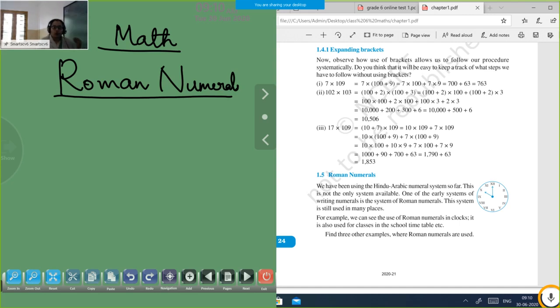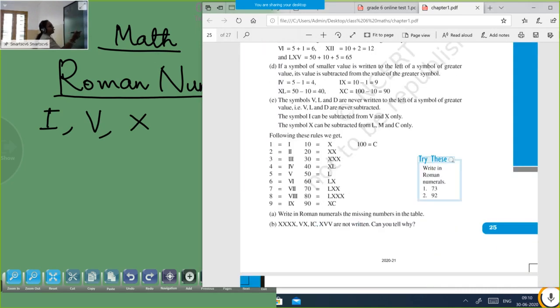In olden days, Roman people used some alphabet to represent numbers. At that time, the Hindu-Arabic numbers had not been invented. Roman people used some alphabet to represent the numbers. So what are the alphabets they used? All of you know that. Romans used the alphabet I, V, X.